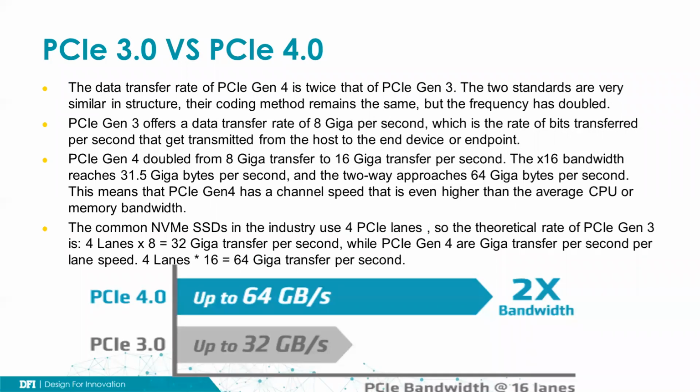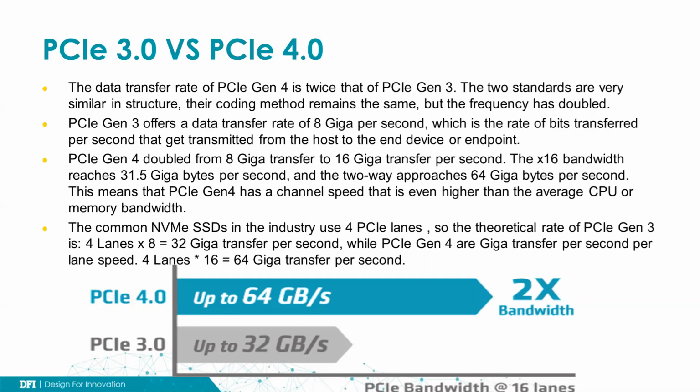The data transfer rate of PCIe Gen 4 is twice that of PCIe Gen 3. The two standards are very similar in structure. Their coding method remains the same, but the frequency has doubled. PCIe Gen 3 offers a data transfer rate of 8 GT per second, which is the rate of transfer from the host to the end device or endpoint. PCIe Gen 4 doubles from 8 GT to 16 GT per second.